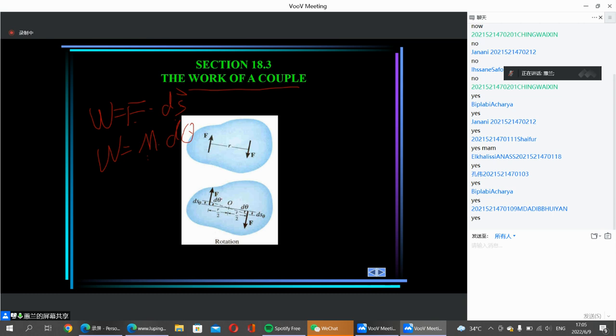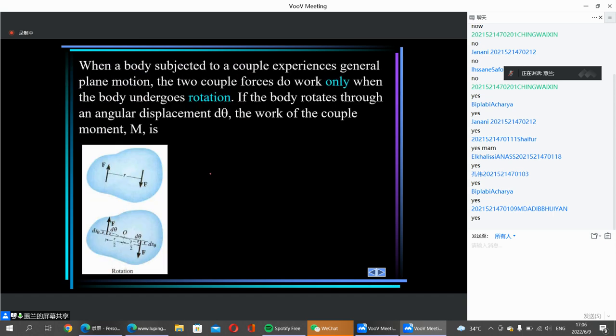Or we may say this is a couple, right? And so the work is F dot ds, and ds is equal to R d theta. Maybe we can use this. But here you can use what I have said, just replace F with M, and ds should be replaced with angular displacement. Sure, we can verify this. You can do the derivation, okay?